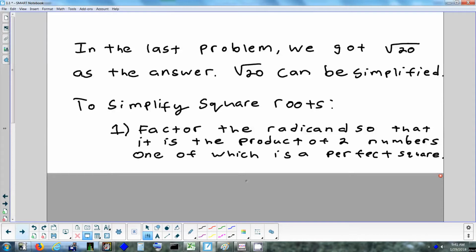Okay, so you take the radicand, that's the number under the root, and factor it so that it's the product of 2 numbers. One of them has to be a perfect square, if you're doing it with my method. So you wouldn't write 20 as 10 times 2. Because then if I asked you, well, what's the square root of 10? You don't get a nice answer. And what's the square root of 2? You don't get a nice answer. You've got to factor it so that one of them comes out to a nice answer. Like 4 times 5.